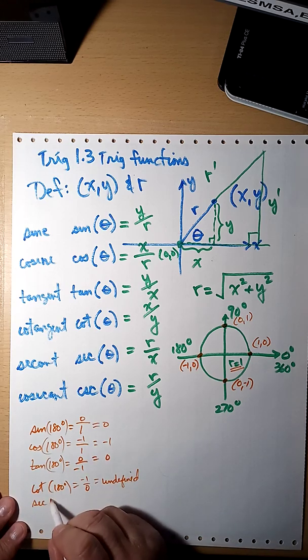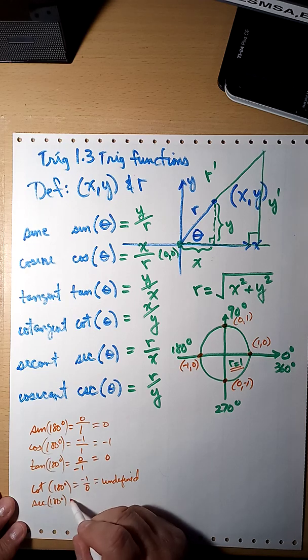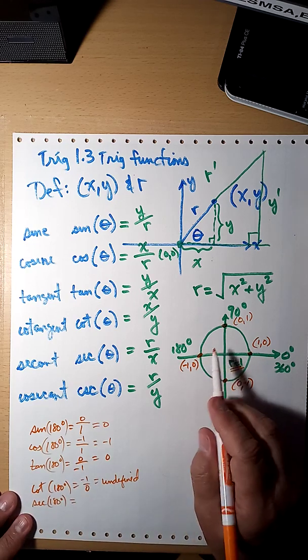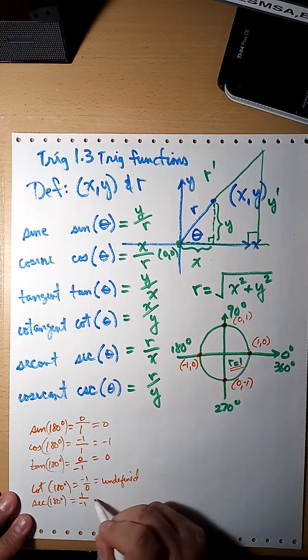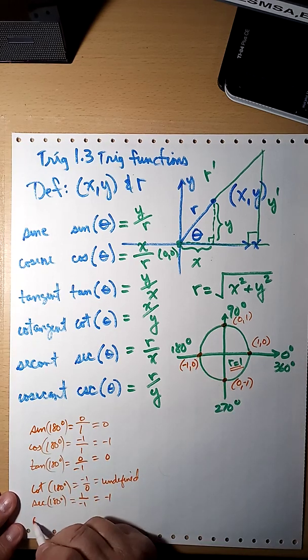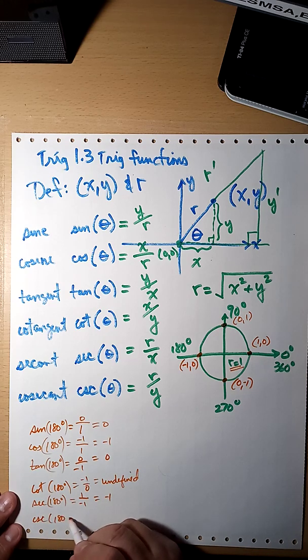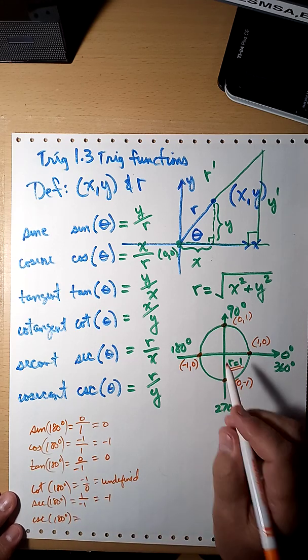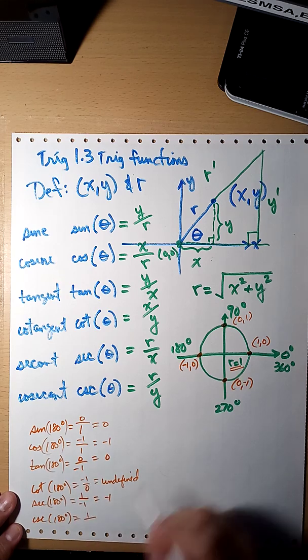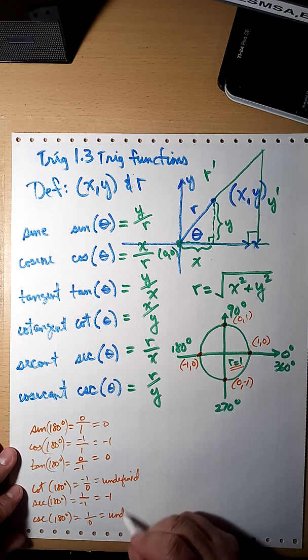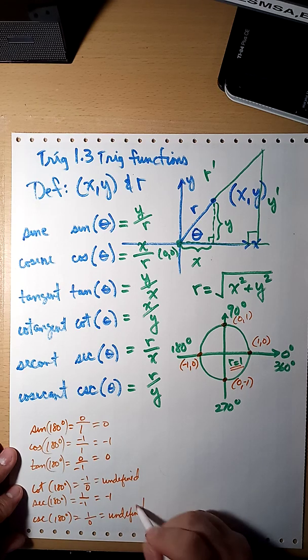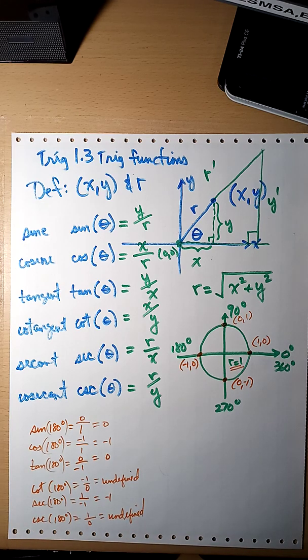The secant of 180 degrees is r, 1, over x, negative 1. So it's a negative 1. And the cosecant of 180 degrees is r, which is 1, over y, which is 0, which is also undefined. So once you know a point, you can find all 6 trig functions.